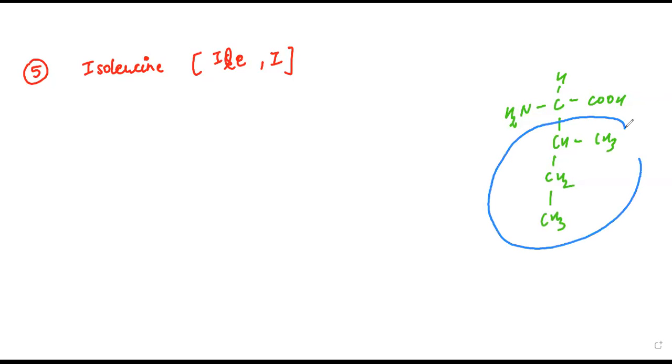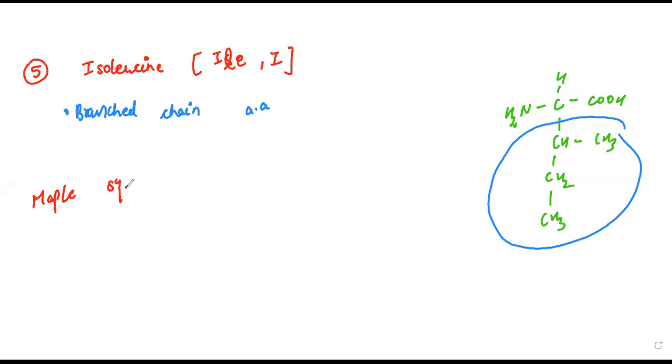So even this is a branched chain amino acid. These were all the branched chain amino acids: leucine, isoleucine, and valine. There is a disease that is caused by the accumulation of branched chain amino acids, that is maple syrup urine disease.